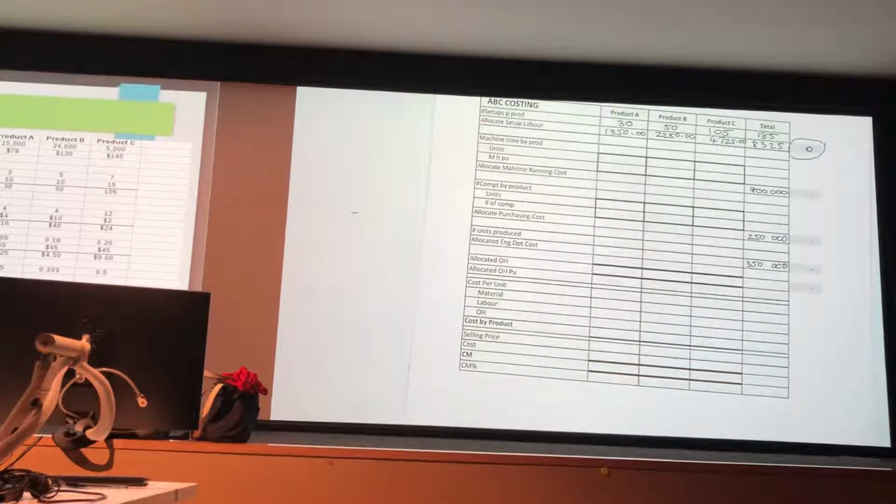Does anybody have a question about the first expense allocation? Okay, let's move to the second one. Yes?